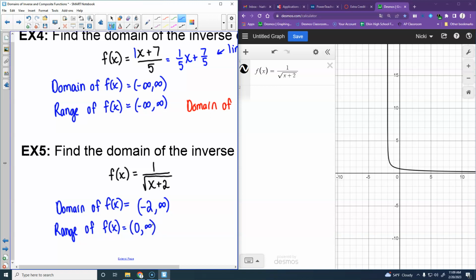And so since we just switched for the inverse, this would also be the domain of f inverse of x, which would be 0 to infinity. I have mostly asked domain for these questions, but if I asked range, you would just circle the other answer there.